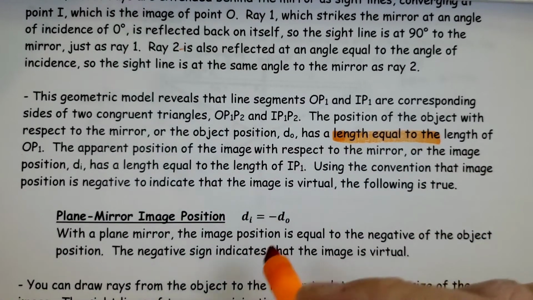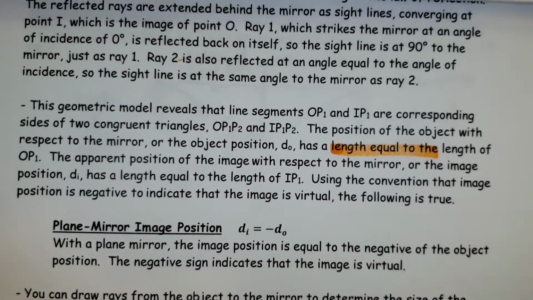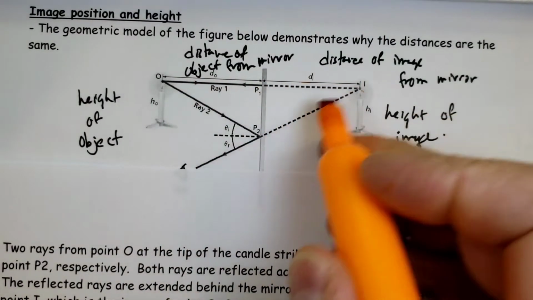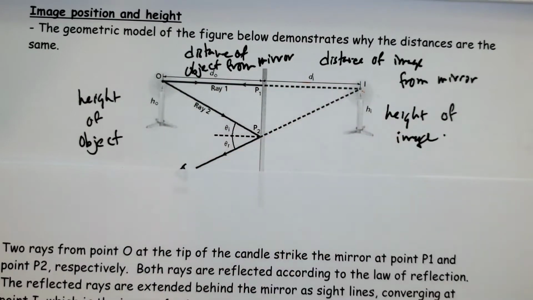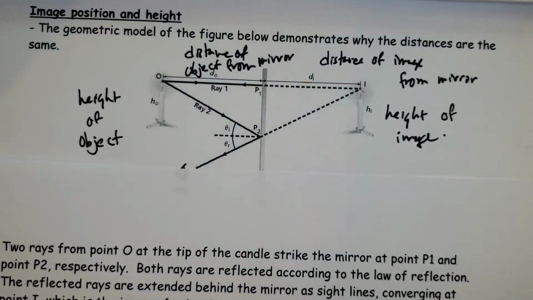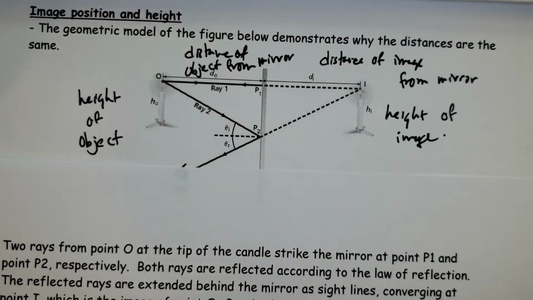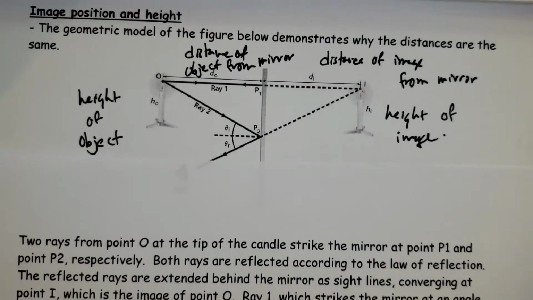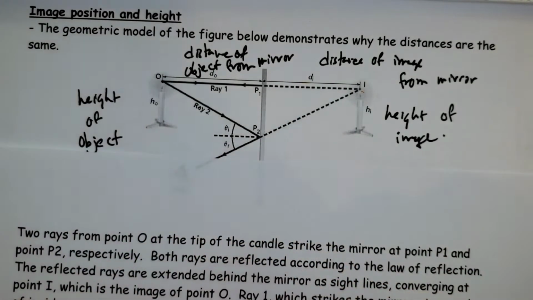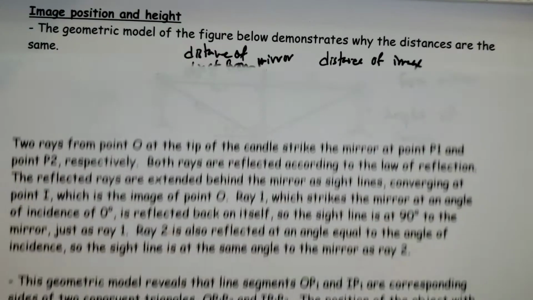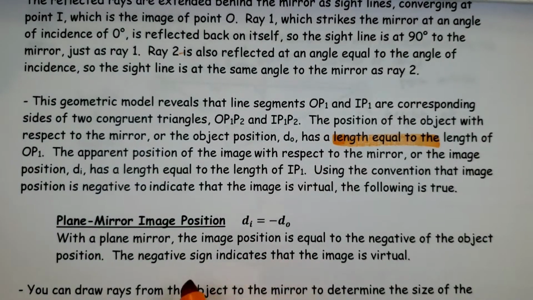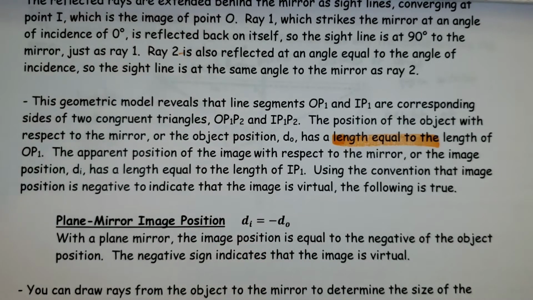So what we often do is we say that DI and DO are equal in magnitude, but anything on the opposite side of the mirror, or appearing to be behind the mirror, is considered to be negative. Everything on the front of the mirror is positive. So plane mirror image position: DI is equal to the negative of DO.